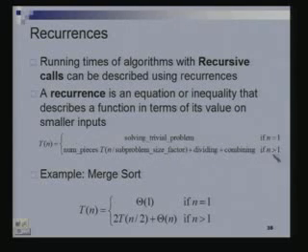And of course, this is when n is more. If n equals 1, then it is basically a trivial problem, and whatever is the time required to solve the trivial problem would be the base case for this recurrence, or the initial condition for this.